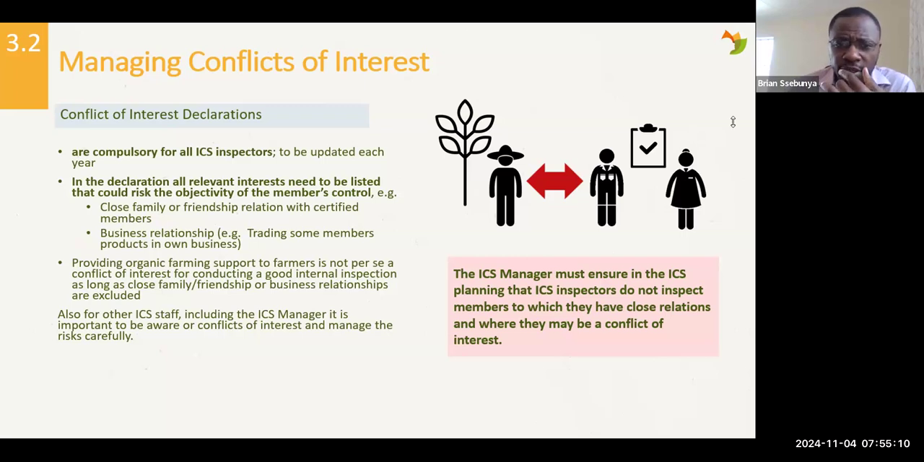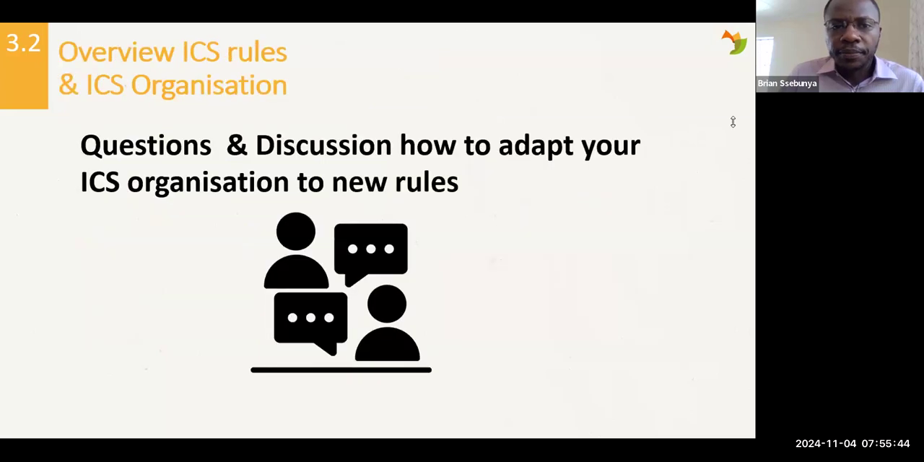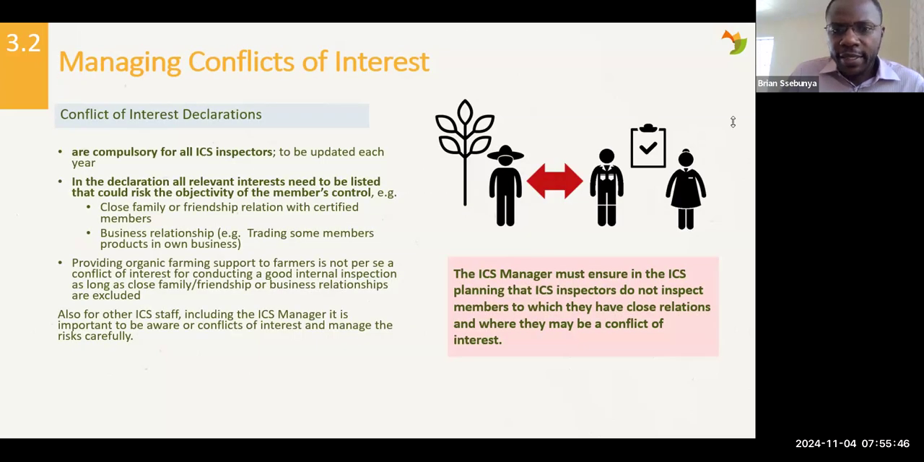Starting with the ICS inspectors, they have to sign that declaration every year, and making sure that where they do more than just internal inspection, for example, we talked about where the field advisors or field officers are internal inspectors, that they don't inspect the same farms that they have some relationship with. So that role of ensuring that there is no conflict of interest is purely the role of the ICS manager. Ensure that nothing is compromised at that level.